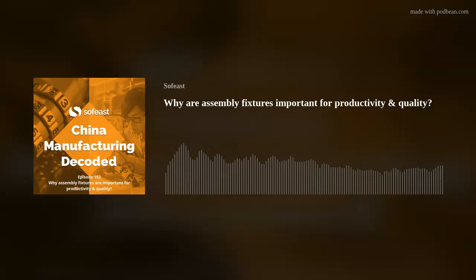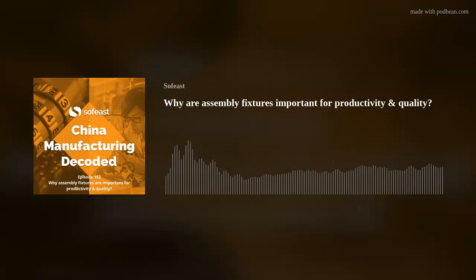Basically, when we're talking about fixtures, a lot of people sort of mix up the term jigs and fixtures. Well, we're going to be focusing on fixtures today, and this is basically a guide. So we're going to be focusing on how a fixture can benefit you and how they're basically used in manufacturing and an assembly line.